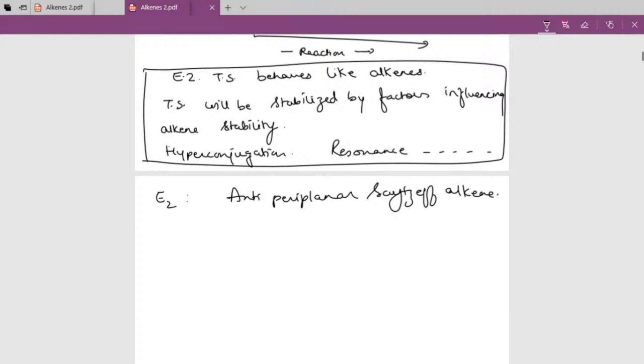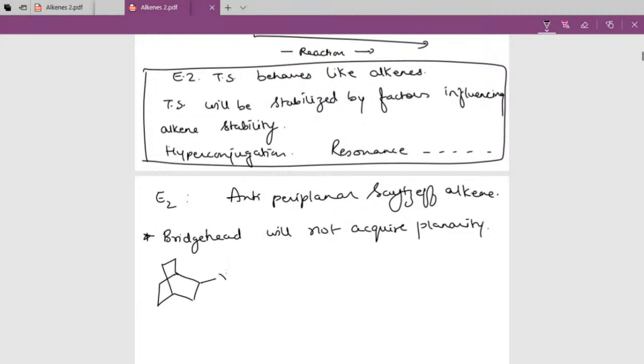Okay, from here itself I can say that a bridgehead will not acquire planarity. So what does that mean? It doesn't acquire it, so what do we do? Well, let me try. See, for example, if I have a halogen over here, okay, if I have a halogen over here, I will never have a product, whatever the substitution factor might support.